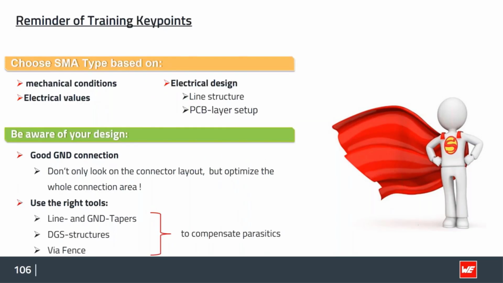Otherwise, of course, mechanical conditions and electrical values are important to choose the correct SMA type. If we go away from SMA, of course, the assembly type, how fast it should be, and what frequency range you need are relevant for choosing the right connector. The structures and PCB setup you want to use are, of course, a big point for choosing the right connector, and using the right tools in the right amount, like all the taper structures, DGS structure, via fence.